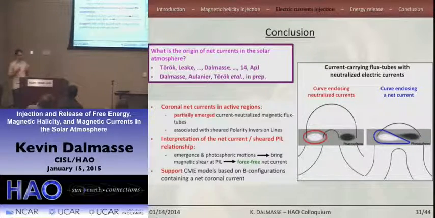And by showing that net electric currents can be dynamically generated in MHD, our two studies show strong support for CME models based on a magnetic configuration containing a net electric current.